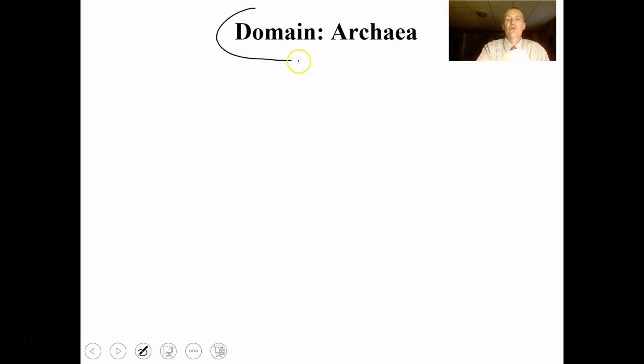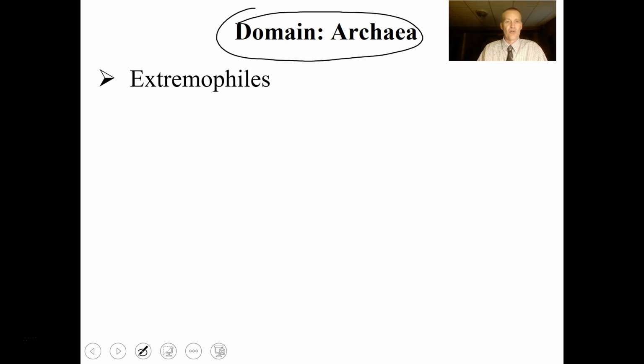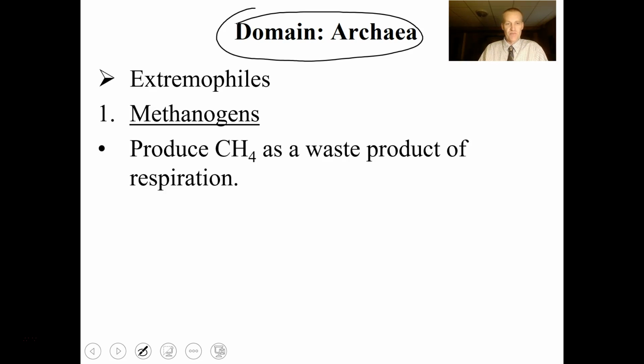Now, what I want to do is talk about domain Archaea. Archaeans are really interesting organisms, and you probably aren't too familiar with them. So let me share a little bit about them. Some of them are extremophiles, and not all of them are, but one group of them are called methanogens. And these methanogens produce methane as a waste product of their respiration. So you produce carbon dioxide when you do respiration. These creatures create methane gas.